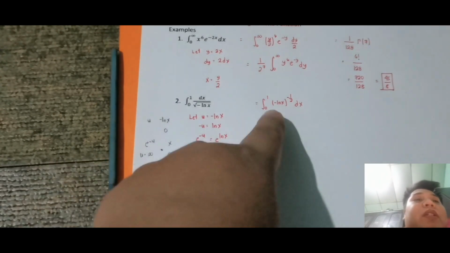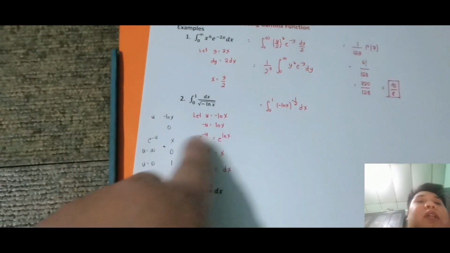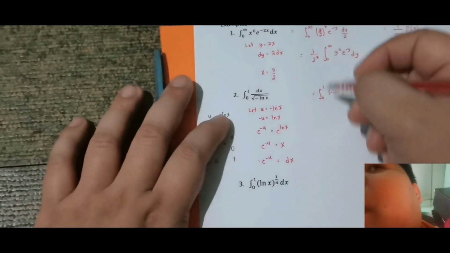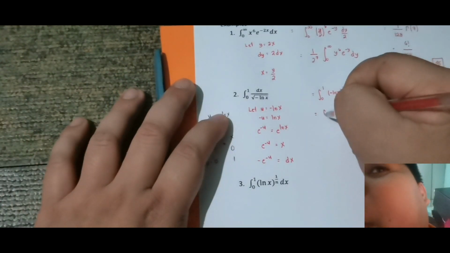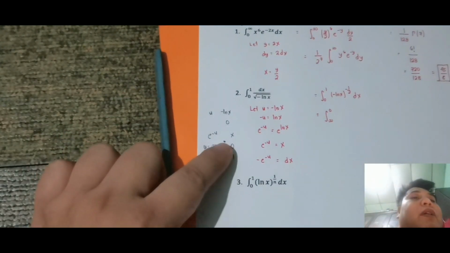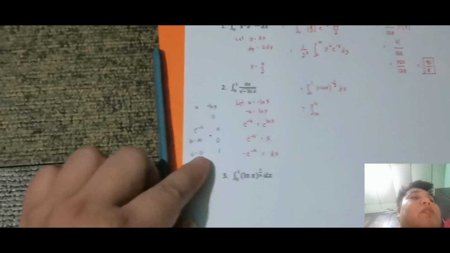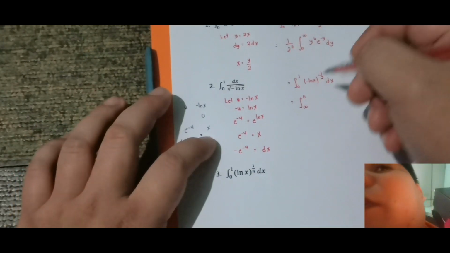Now, the problem is, pag 0 yung boundaries, magpapalit na tayo ng change of variable. Pag 0 yung boundary, that is infinity, and this is 0. Kasi ganoon yung pagkakapalit. Pag 0 yung boundary, infinity. Pag 1 yung boundary, 0. Then, yung negative ln of x is just u.